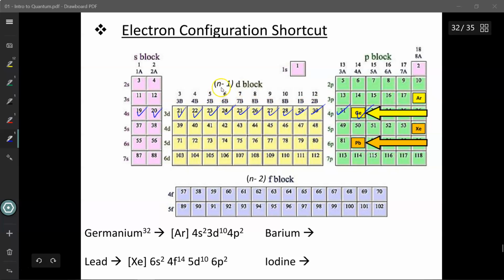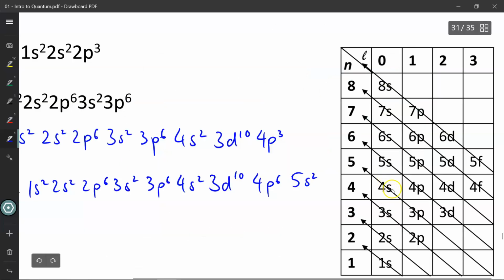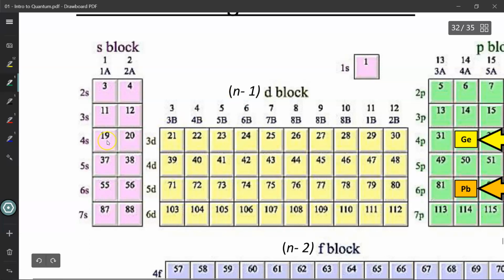Now you notice over here it says n-1. That's because the d block is always one energy level below the s orbitals. So you see 4s, and then after that it's 3d. Well, we can do the same over here. 5s goes to 4d. So the energy level for s orbitals is always one ahead of the energy level for d orbitals. So there's the n-1. So 4s, 3ds. 5s, 4ds. 6s, 5d. The d's are always one less than s.